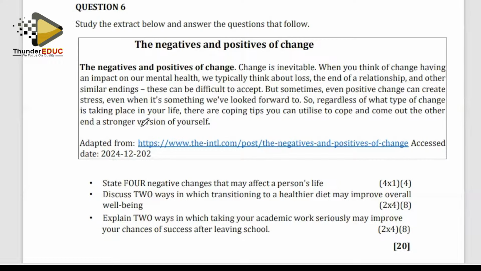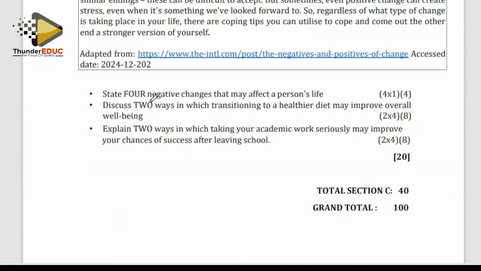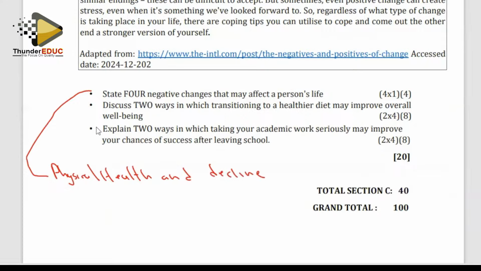State 4 negative changes that may affect a person's life. Some negative changes which can affect a person's life, I'm going to list them below. So physical health and decline. Physical decline affects daily functioning of the body. So that is one issue.